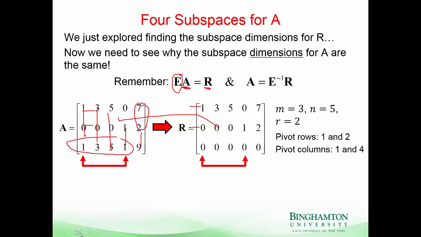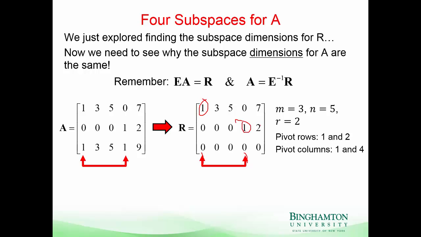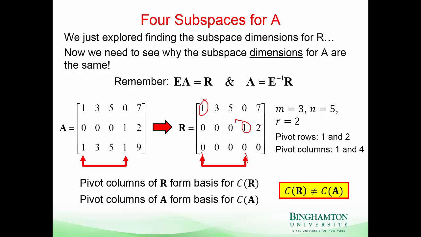But the important thing to note here is that if we look at the R, it's easy to identify where the pivot columns are. So our pivot columns are here and here because we've got a pivot here and we've got a pivot there. So those are our 2 pivot columns. And a key thing to remember is that the pivot columns for R form a basis for C of R. And when we say pivot columns of A, we just mean find where the pivot columns are for R and then take those same columns over here. They will form a basis for the column space of A.